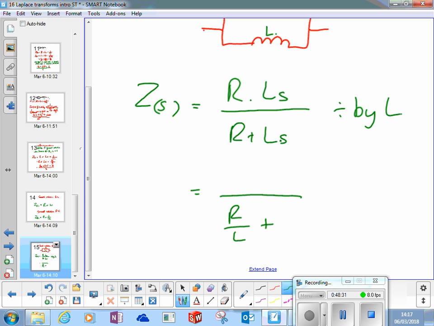So we have R over L plus S. What about the top line? It ended up just as R times S, didn't it? You do the same processes as you did when you had the numbers there to get the general solution.